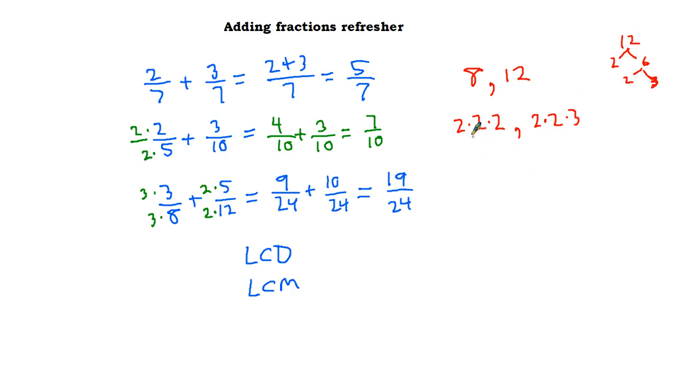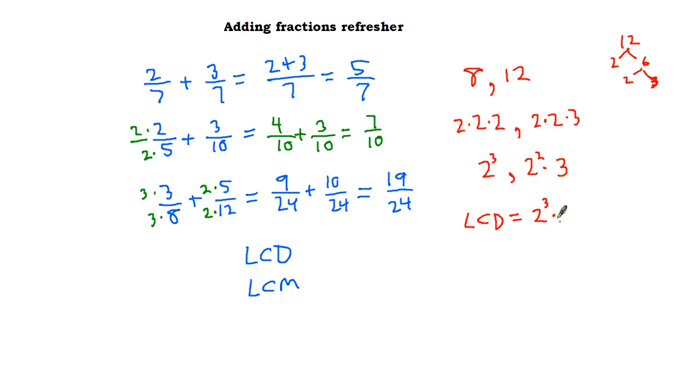Anyways, then you go ahead and rewrite these both in exponent form. So we'll say 2 to the power of 3, and then 2 to the power of 2 times 3. And then there's this little trick that we do to figure out what the LCD is. The LCD is going to be equal to the highest power of all the prime factors. So here we have a 2 squared and a 2 to the third power. So the highest power of 2 between our two denominators is 2 to the third. So we throw that into our LCD.